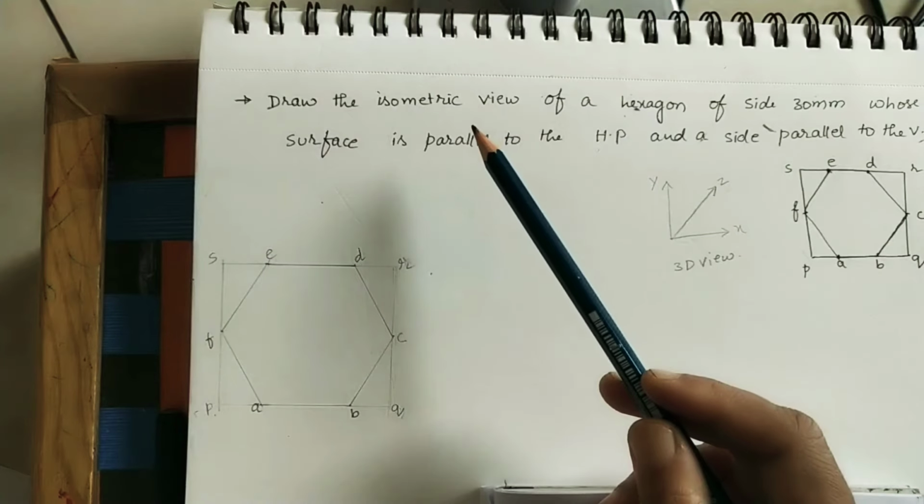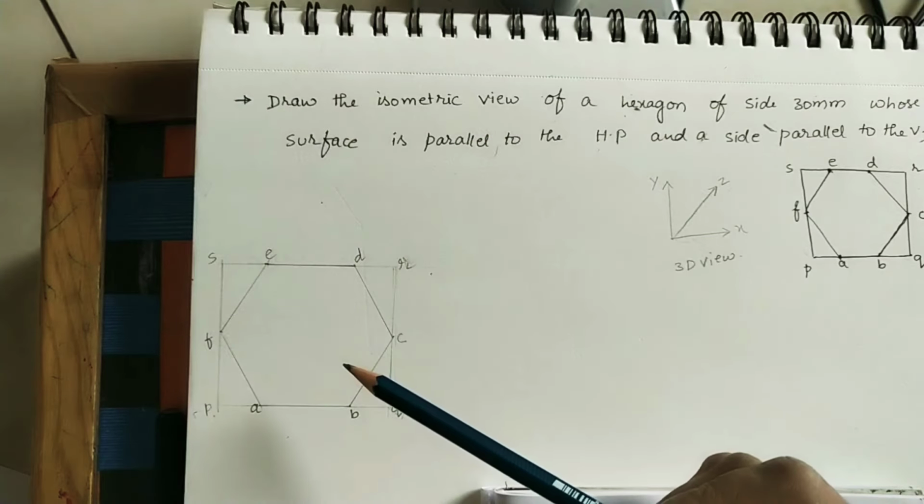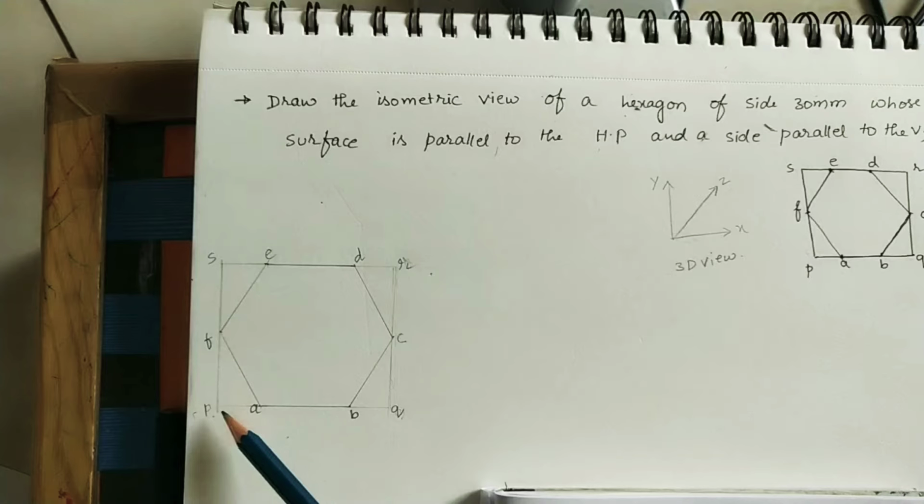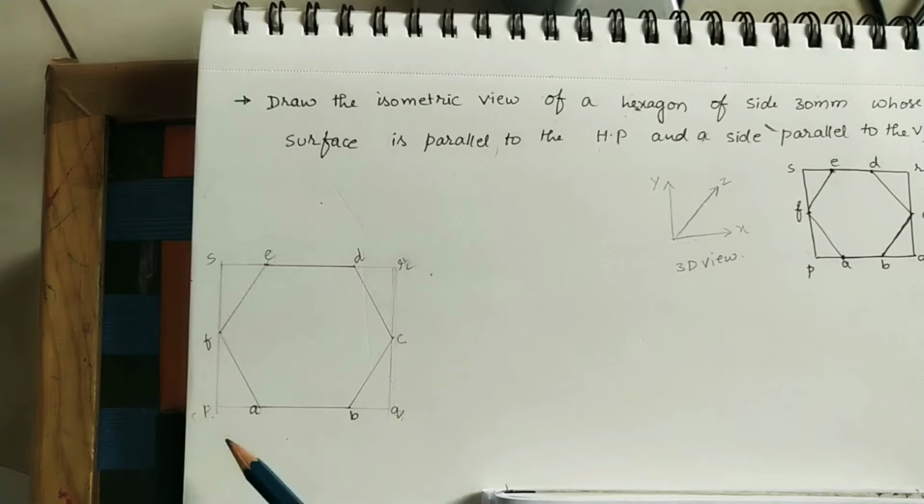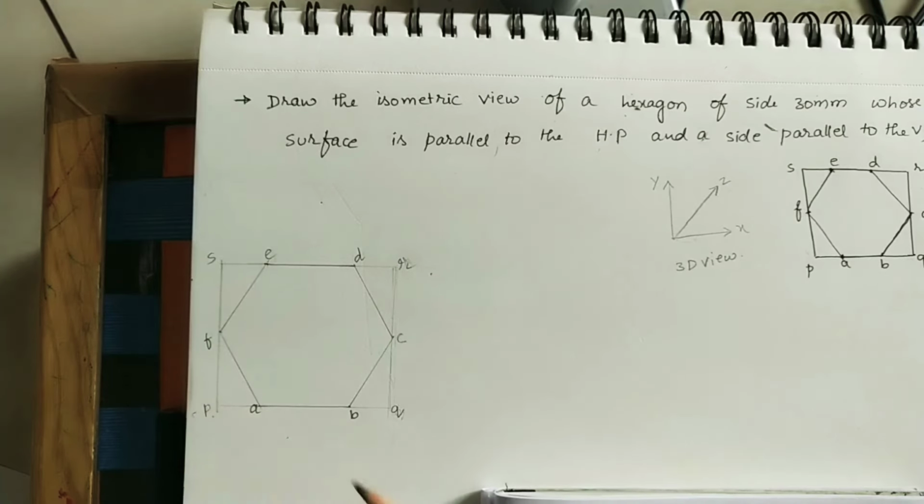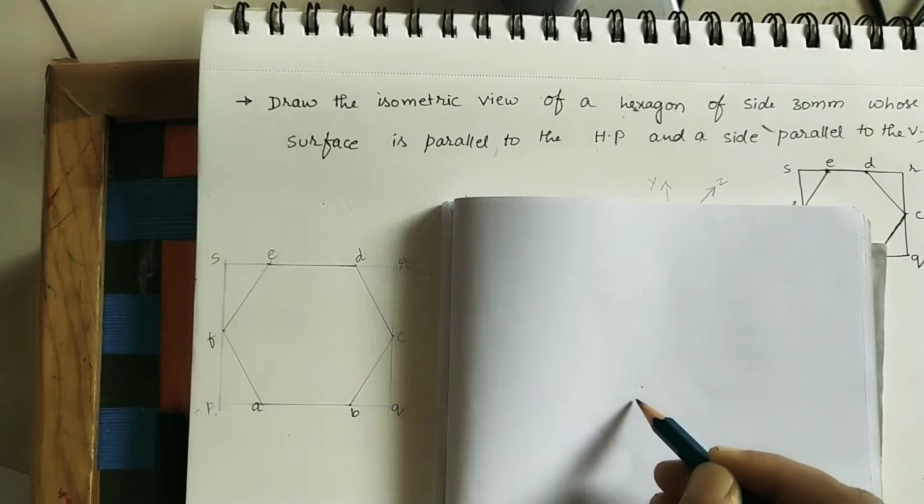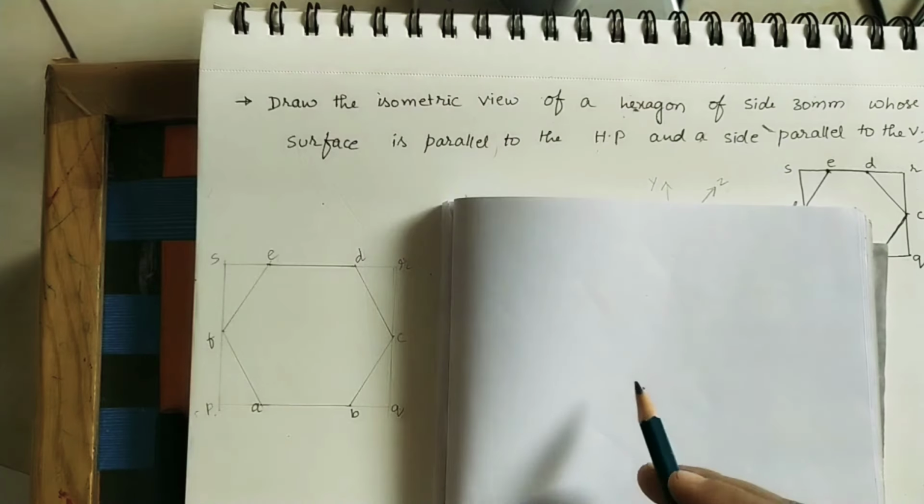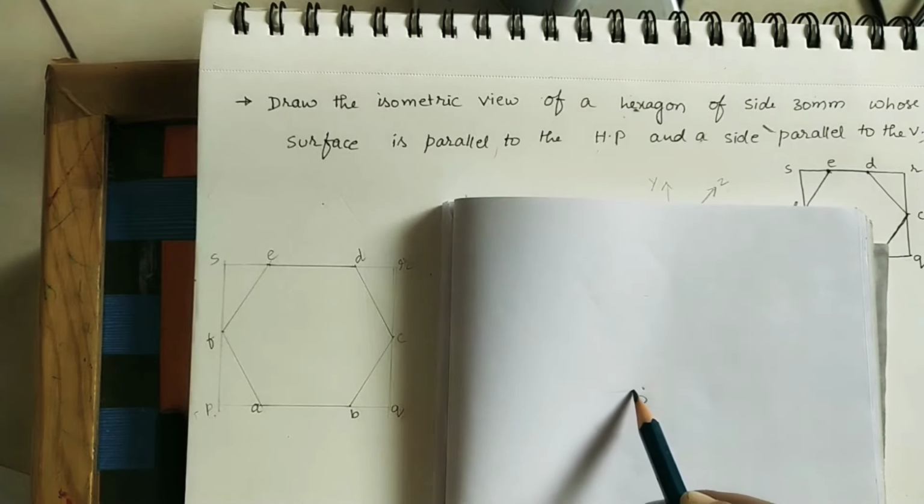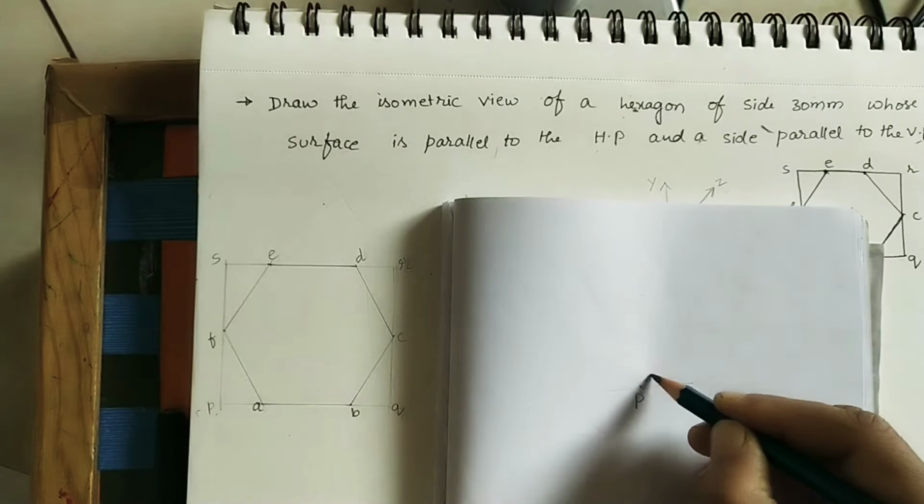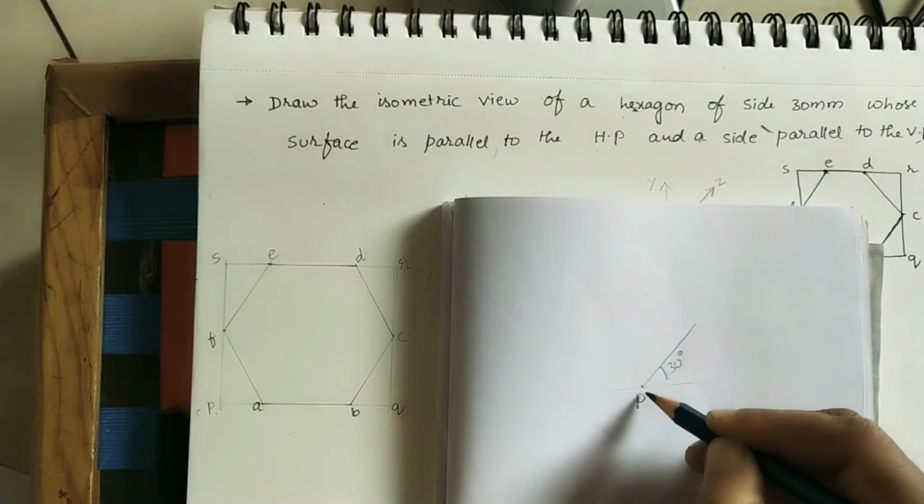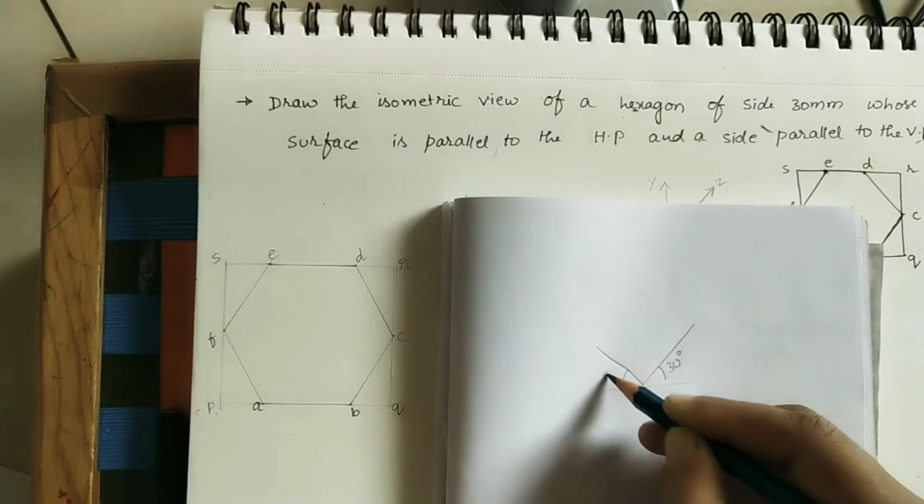Isometric view means here we have two possible conditions. First condition I will do, PQ is the initial line. Okay. Take initially P is the first point. In isometric view, mark capital letters. Okay. For P, initially mark. At P, do the horizontal line. Take 30 degrees line this side and then 30 degrees line this side.